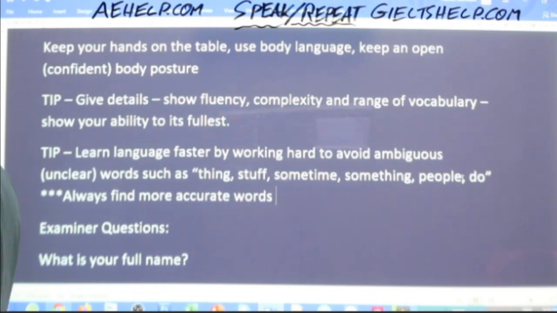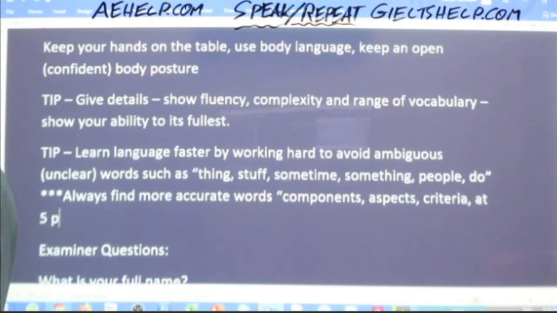Like aspects, components, criteria, at 5 p.m., professionals, trainers.